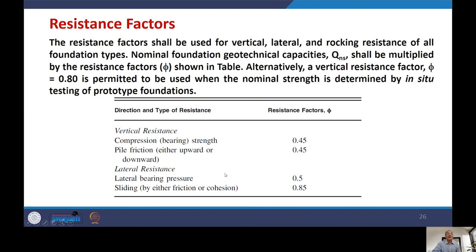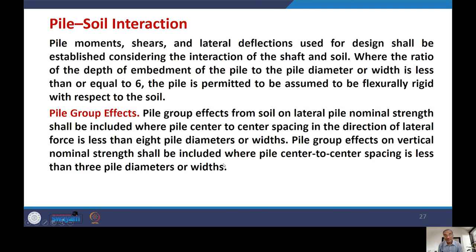Now, pile soil interaction should be considered, and pile moments, shears and lateral deflections used for design shall be established, considering the interaction of the shaft and soil, where the ratio of the depth of embedment of the pile to the pile diameter or width is less than or equal to 6. That means the depth of embedment is less than 6 times the ratio of the length of the pile divided by the diameter of the pile. That is L by D basically. The pile is permitted to be assumed to be flexurally rigid with respect to the soil.